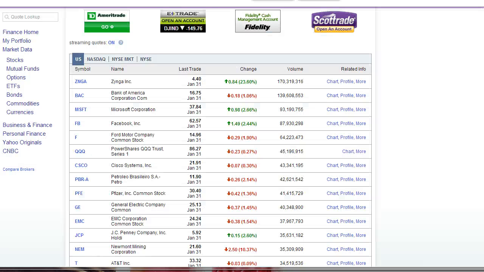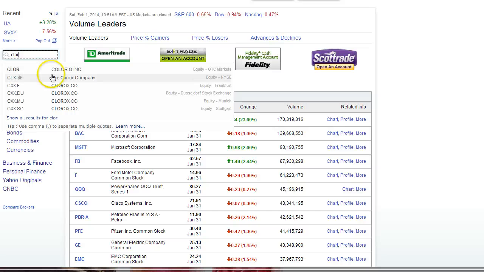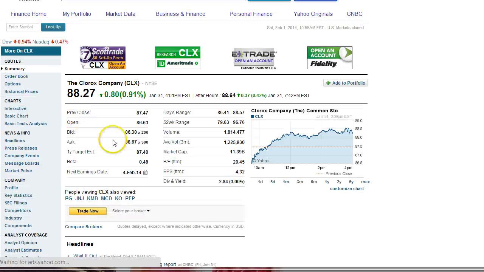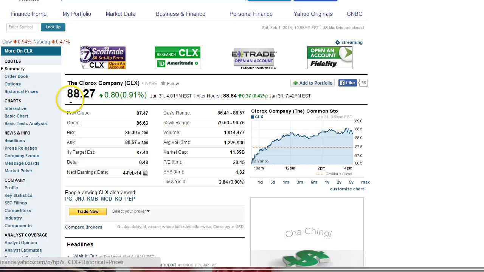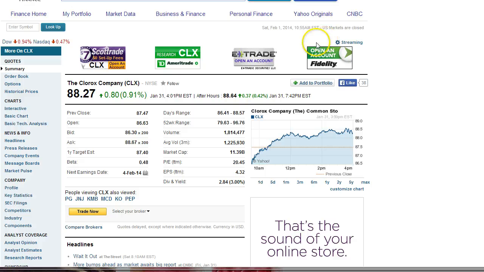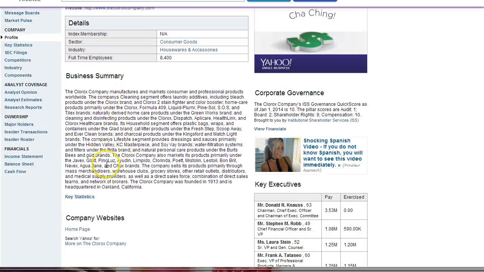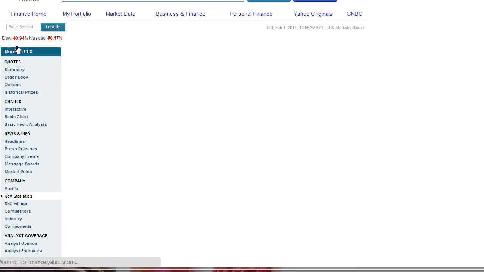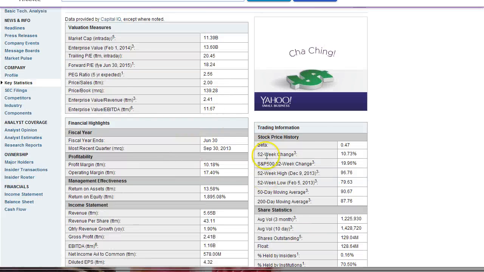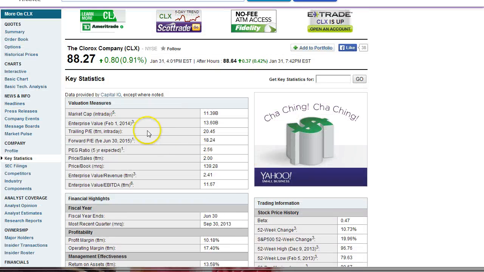Go to Yahoo Finance, and if you want to look up a company, maybe Clorox, you like Clorox. Oh, here's the Clorox company. So here's a potential stock to invest in. While you're in Yahoo Finance, you can read about the profile of the company and see exactly what the company does. You can look at some key statistics, and we'll go over these more closely in class to talk about what they mean and how they can help you to trade.